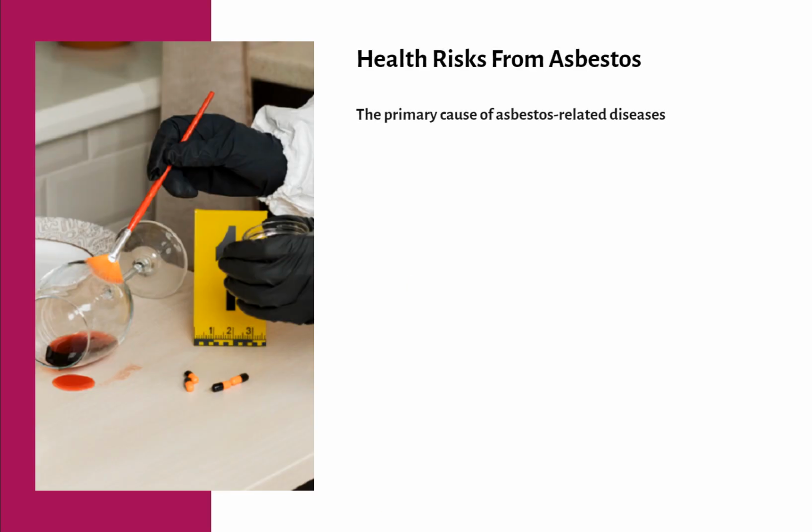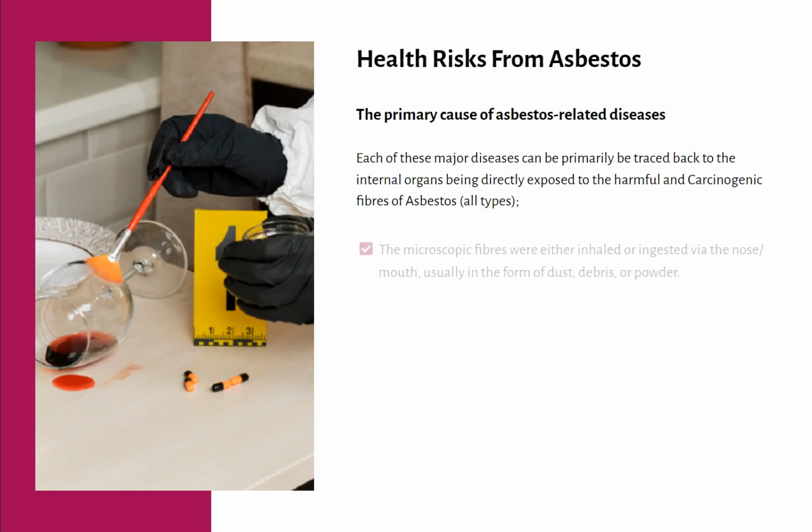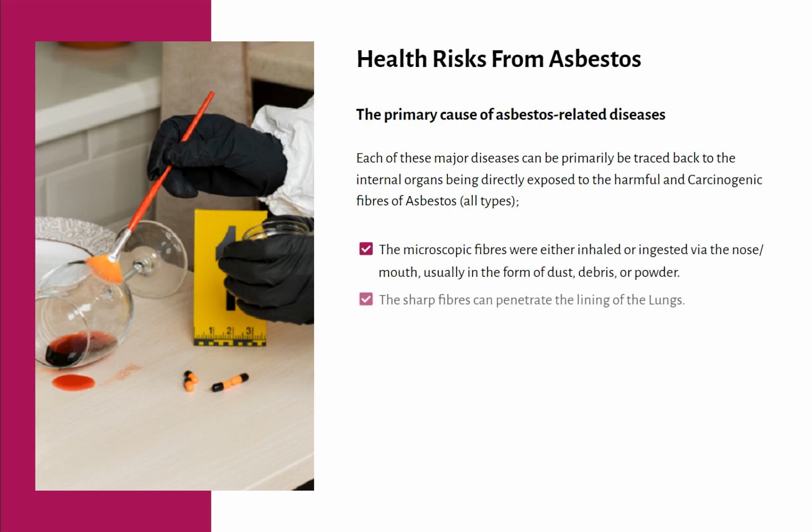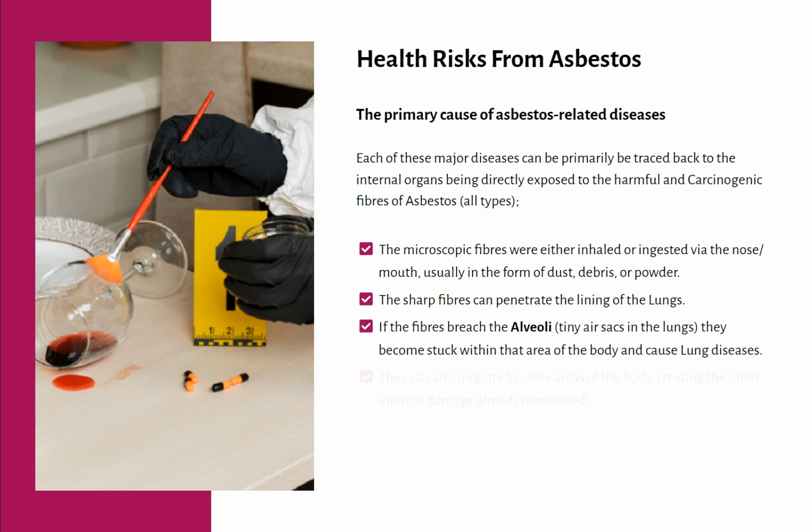The primary cause of asbestos-related diseases. Each of these major diseases can primarily be traced back to the internal organs being directly exposed to the harmful and carcinogenic fibers of asbestos, all types. The microscopic fibers were either inhaled or ingested via the nose or mouth, usually in the form of dust, debris, or powder.